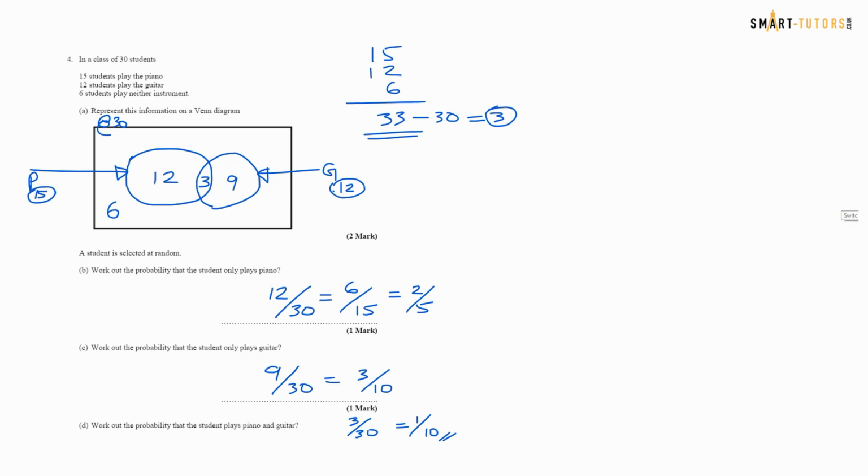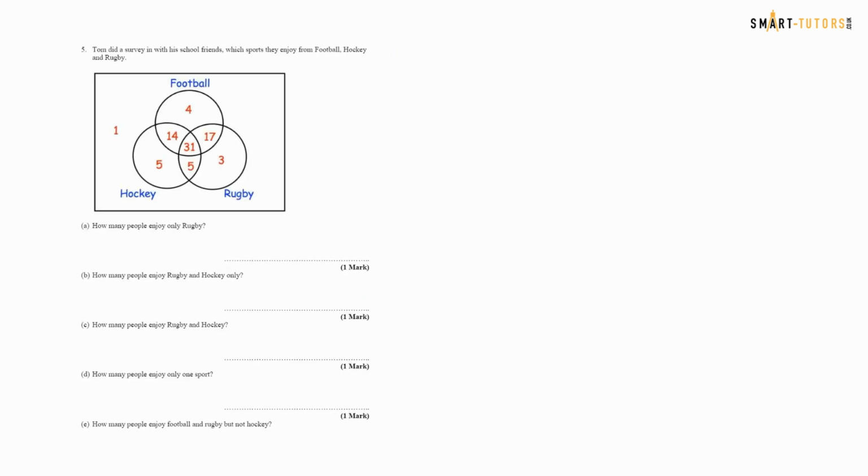Question number 4D. Question number 5. Tom did a survey with his school friends on which sports they enjoy from football, hockey and rugby. How many people enjoy only rugby? Only rugby is 3. How many people enjoy rugby and hockey only? Rugby and hockey only means this section. Only means this section is 5.